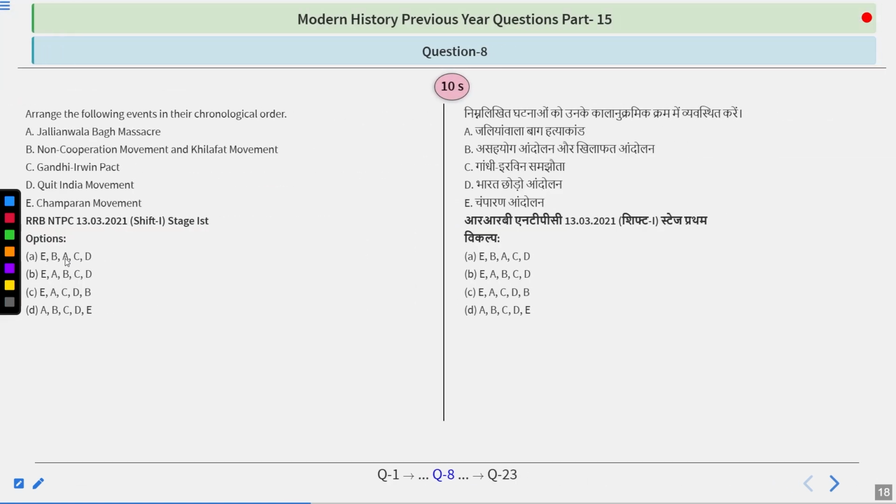Arrange the following events in their chronological order: Jallianwala Bagh Massacre, Non-Cooperation Movement and Khilafat Movement, Gandhi-Irwin Pact, Quit India Movement, and Champaran Movement. Options are in front of you. Take your time and think about it, guys.